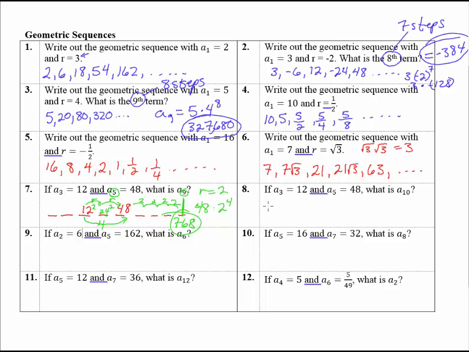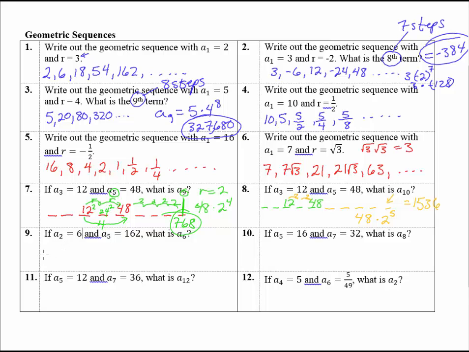Okay, let's try it again. A sub 3 is 12, and a sub 5 is 48. Hey, look, we just did that one. This has a common ratio of 2. So now we have to take 1, 2, 3, 4, 5 steps to get this guy right here. So we have 48 times 2 to the 5th power. Punch that in the calculator, and we get 1536.